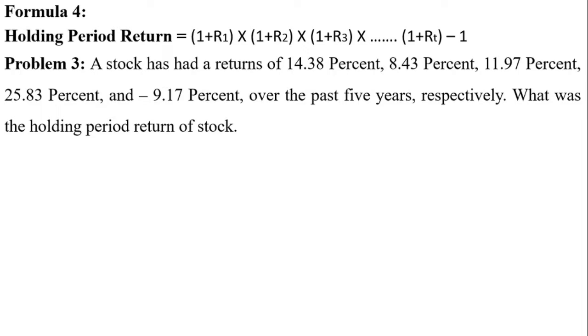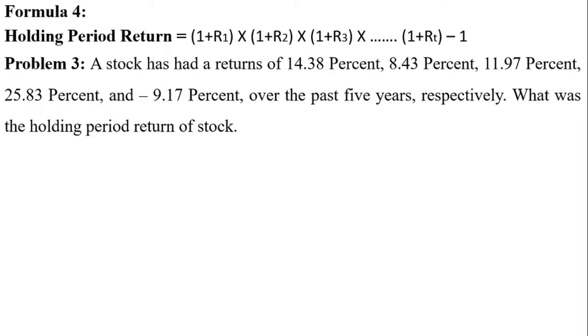But in the case of returns for the shares of a particular company for more than 1 year, in this scenario we are supposed to calculate the holding period return instead of dividend yield and capital gain. For this reason, there is one more formula which we need to learn. The formula for the holding period return is (1 plus R1) into (1 plus R2) into (1 plus R3) into (1 plus RT), minus 1. This is the formula given for calculation of holding period return.